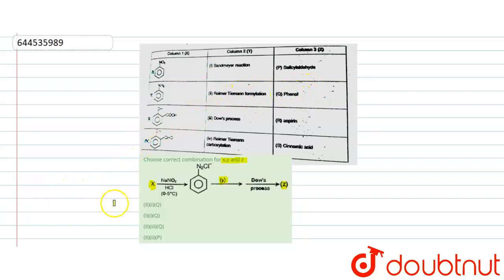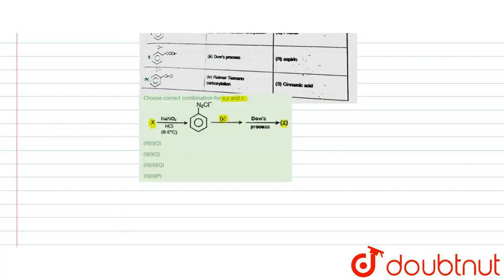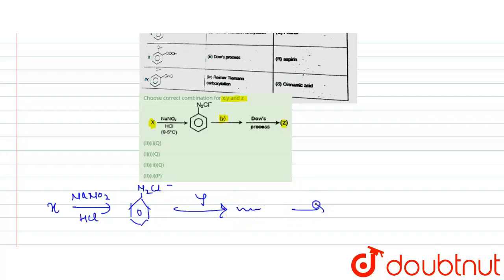Okay, so in the given reaction, let us write the reaction first. The reaction is: X reacts with NaNO2 in the presence of HCl to form diazonium chloride, which is N2+Cl-, and here Y reacts to give a product, and then Dow's process takes place, and there the Z product is formed.